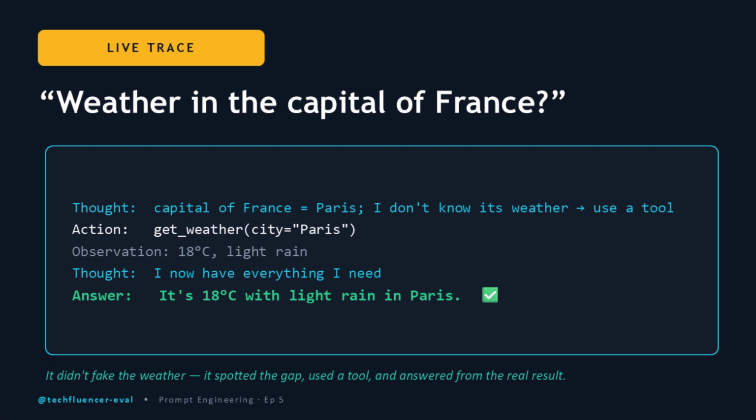Suppose the goal is, what's the weather in the capital of France? The agent thinks, I need the capital of France. That's Paris. Now I need its current weather, which I don't know, so I'll use a tool. It acts, calls a weather API for Paris. It observes 18 degrees, light rain. It thinks, I now have everything, and answers. Notice what happened. The model didn't pretend to know the weather. It recognized a gap, reached for a tool, and used the real result. That's an agent earning its keep, which brings us to tools, the agent's hands.